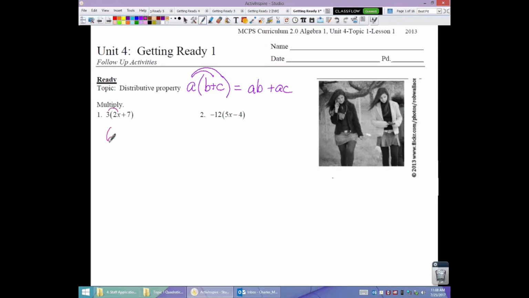3 times 2x is 6x. 3 times 7 is 21. You can do nothing else with that. It's simplified completely because there are no like terms there. Negative 12 times 5x, negative 60x. And negative 12 times negative 4, so you use the signs in front of each term. Negative 12 times negative 4 is positive 48.